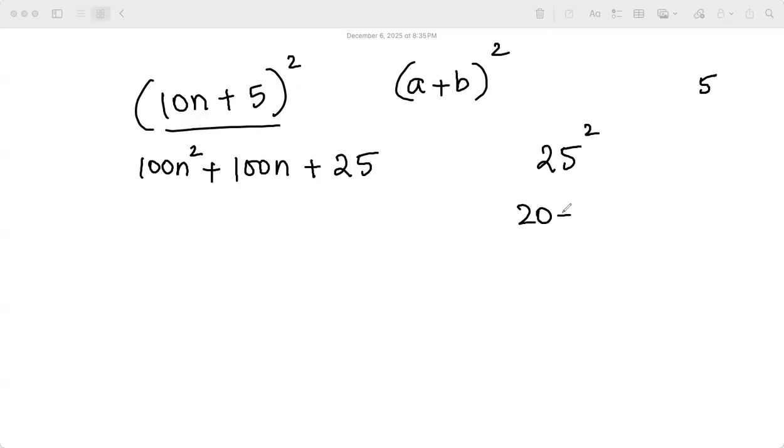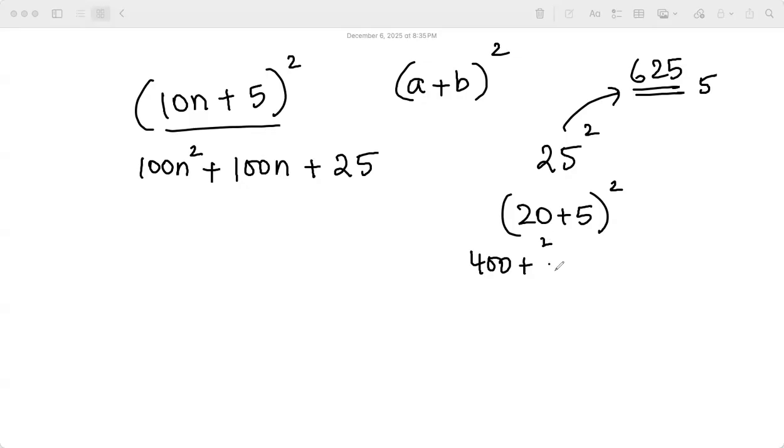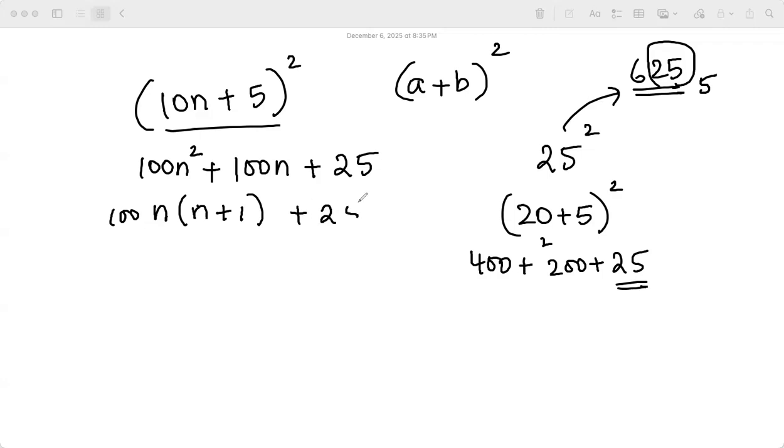I have not personally done this, as I said, but I'll see. So we did 25, 3 2s are 6, 625. When I think about it, this is 400 plus 2ab, that is 200, plus 25. So this 25 is this part. Can I do it like this: n times 100, and if I take it as common, this will become n plus 1, plus 25.